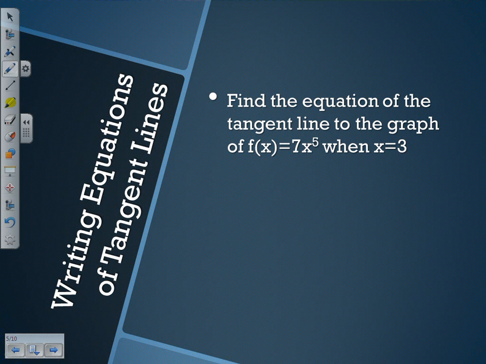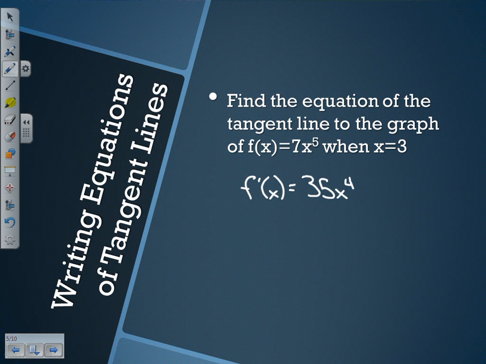So we're finding the equation of the tangent line of f of x equals 7x to the 5th when x equals 3. To get the tangent line, I need to find the derivative. So look at f prime of x. I don't know why I even did this one. What's it going to be? 35x to the 4th. Is that the exact same one we did earlier? Yeah. It's really funny, since I made up that earlier example randomly. So I'll do the one I already used.